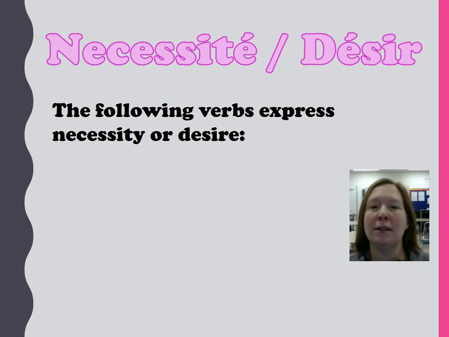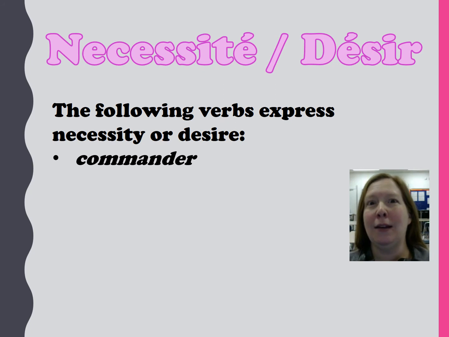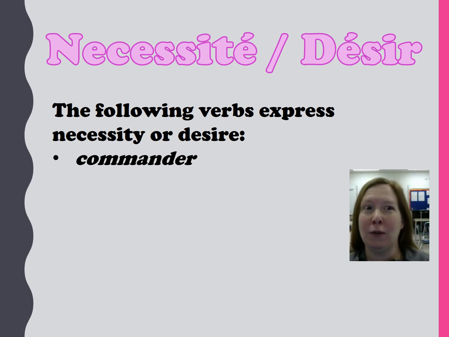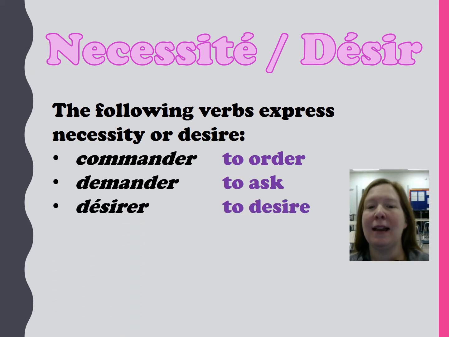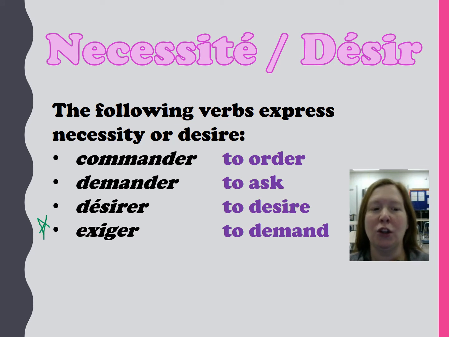So let's talk about some of the example verbs that you could use. The following verbs express necessity or desire. Commander, to order. Now we've used this in the past for food, like to order something in a restaurant. That's not the sense we're talking about here. Here we are talking about how to do the ordering, like I order you to do this, I command you to do this. Demander, to ask. Désirer, to desire. Exiger, to demand. This one's a really good one to know. We use it a lot.